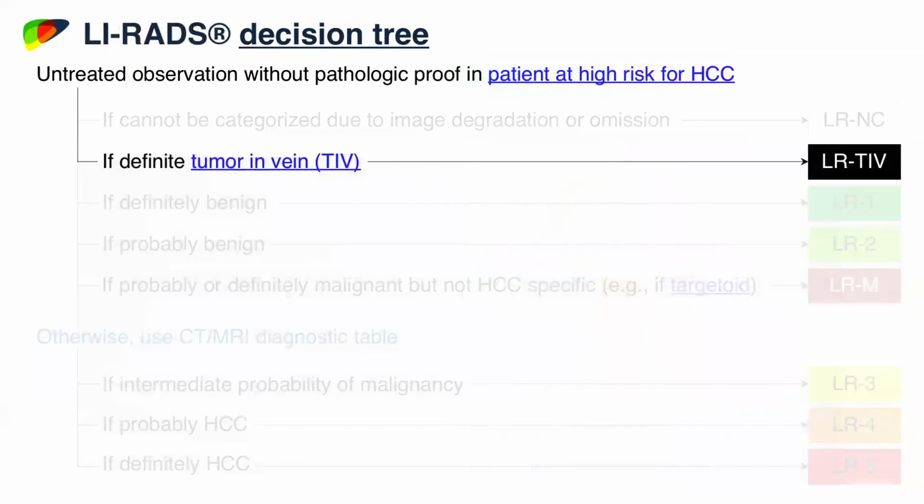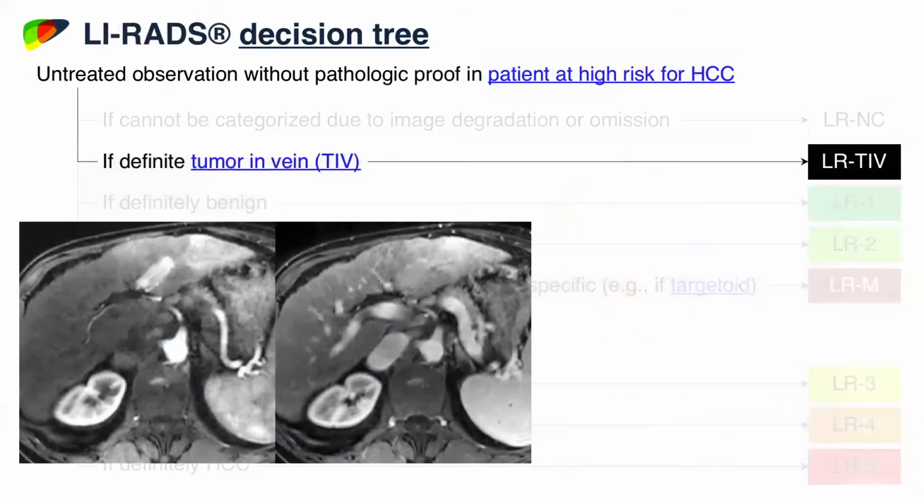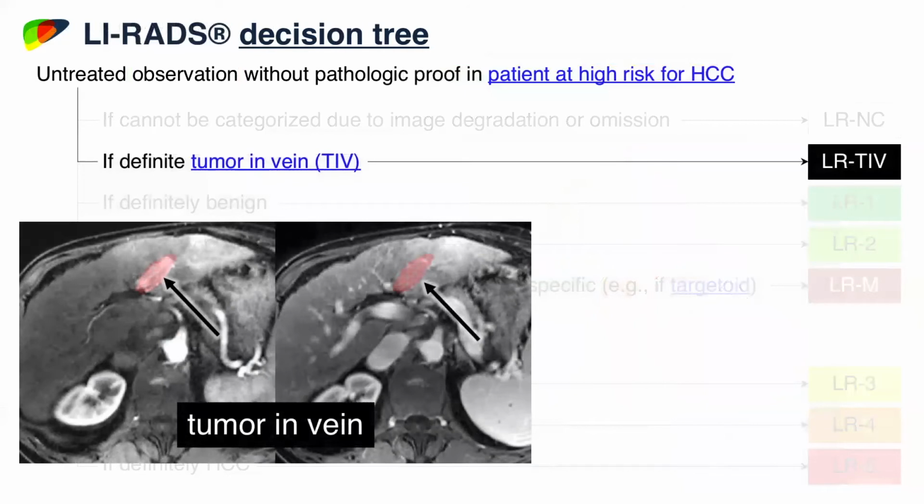Okay, if it's not non-categorizable, I ask myself, is there tumor in vein? What I'm looking for is enhancing tissue in the lumen of the vein. So here we have enhancing tissue in the lumen of the vein. The reason I know is I look at this portal vein and I see a plug of enhancement. I look at this portal vein and I see nothing.